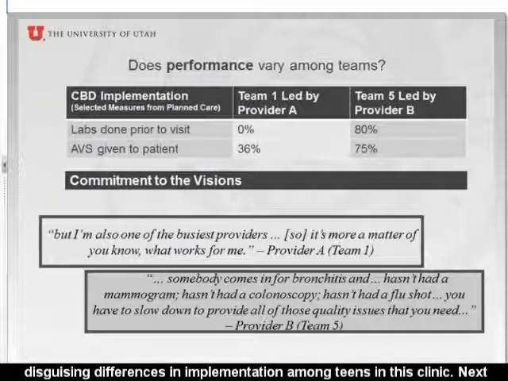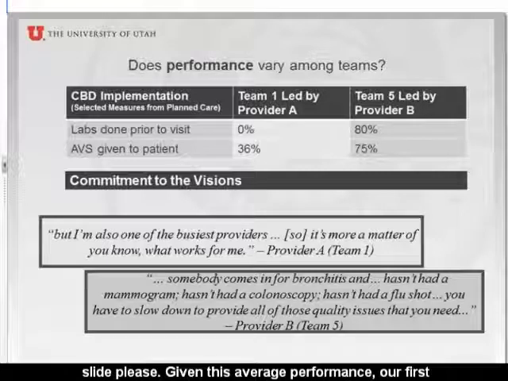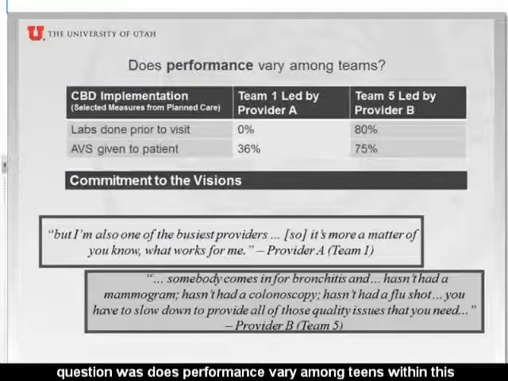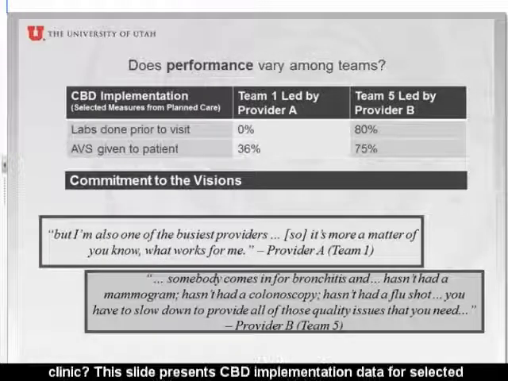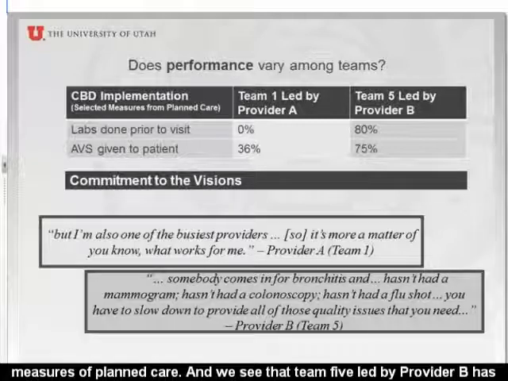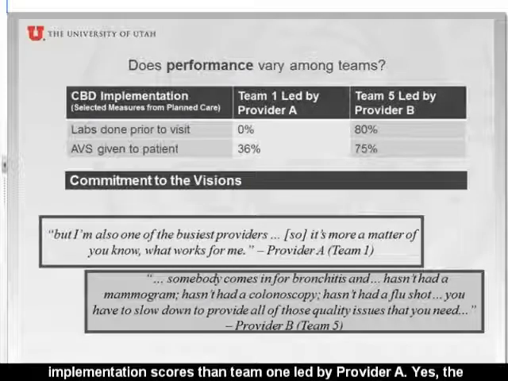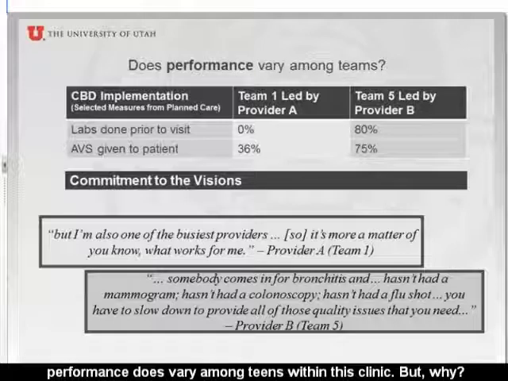Given this average performance, our first question was, does performance vary among teams within this clinic? This slide presents CBD implementation data for selected measures of planned care, and we see that Team 5, led by Provider B, has higher implementation scores than Team 1, led by Provider A. Yes, performance does vary among teams within this clinic, but why? Why were teams in the same environment practicing so differently?